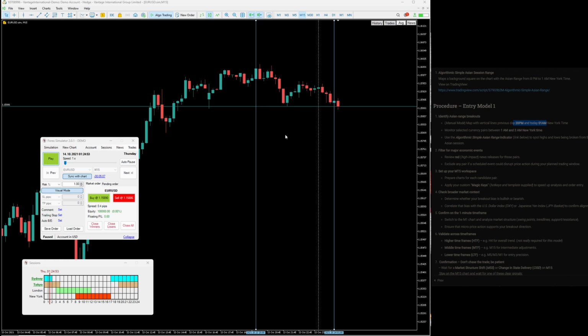Now, what do we need to do? Map the highs and the lows of this range. So we're going to do so with this because it's easier. Down, and the low of this range. It's already been broken, the low of this range. All right, so we got low, review the red impact news releases.